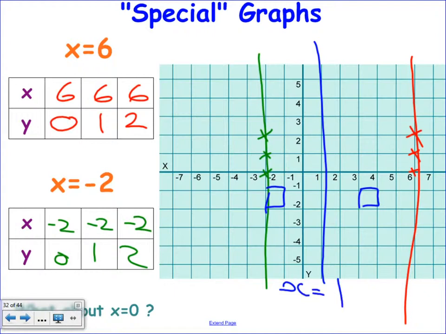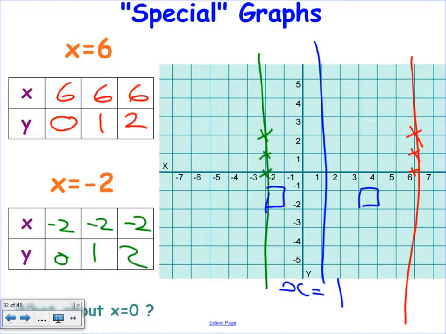X equals 1, because it goes through the value of 1. It's a vertical line, and it goes through the value of 1. So when we get on to reflection in a few weeks' time, the line of reflection is the halfway point between the two shapes, which is this line here.